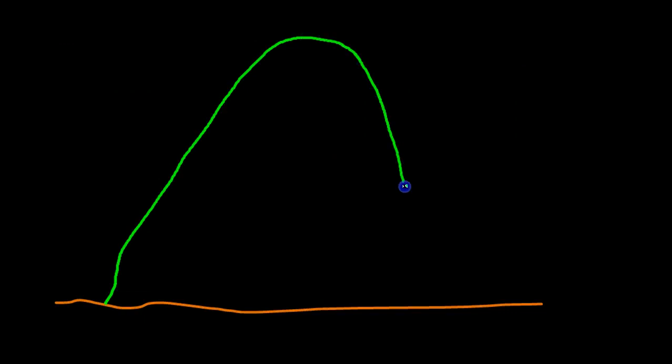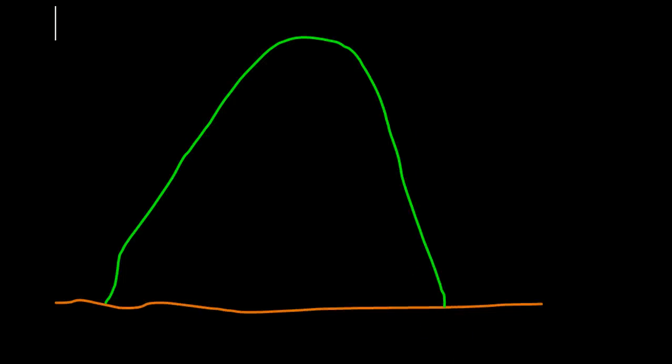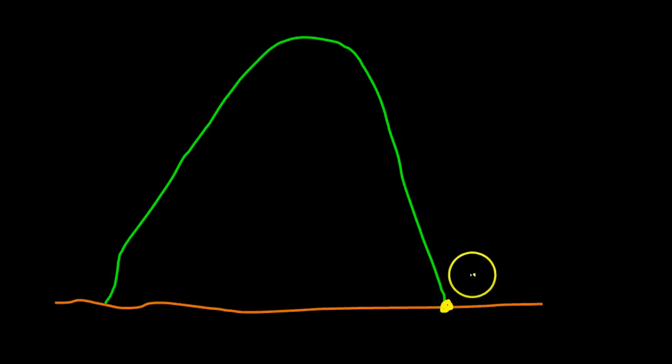Okay, so this time, we have ground level. Okay, here's ground level. And this rocket is fired. It goes up, comes down. And what do they want to know? How long will it take for the rocket to return to the ground? Okay, so if we're talking about the ground, we are talking about this position right here. Okay, if we're talking about hitting the ground again, we're talking about the height equaling 0.